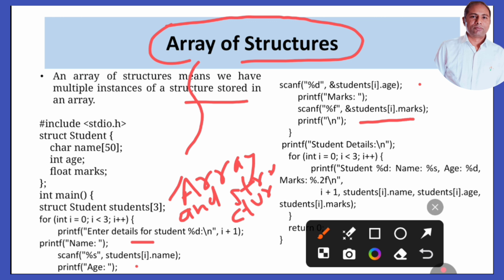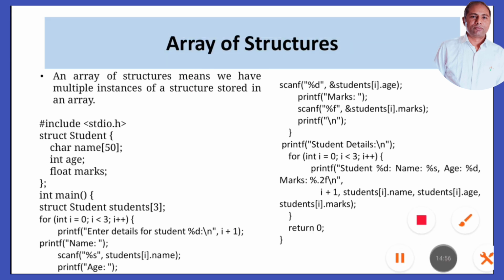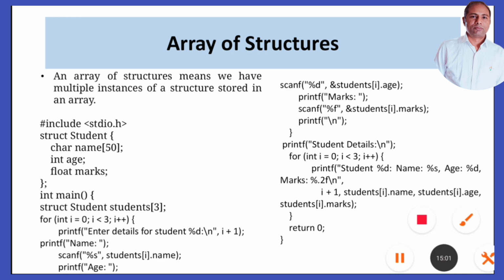Now if we want to display these details, that is name, age and marks, we do the same thing. We will write students[i].name inside the printf, students[i].age, students[i].marks. So we will be able to display the name, age and marks of three students using the array of structures. Thus if their number increases, we can use the structure with the array.